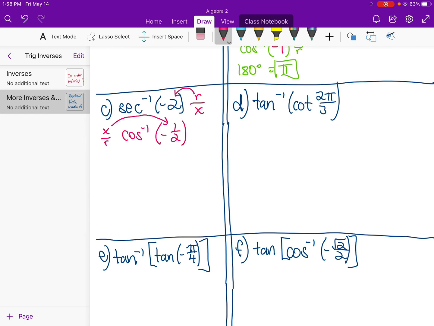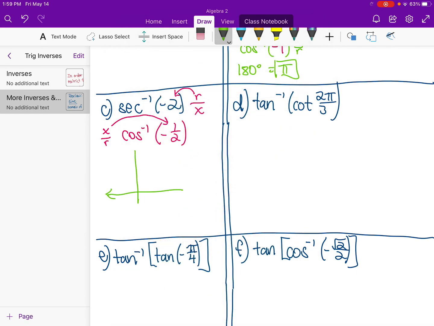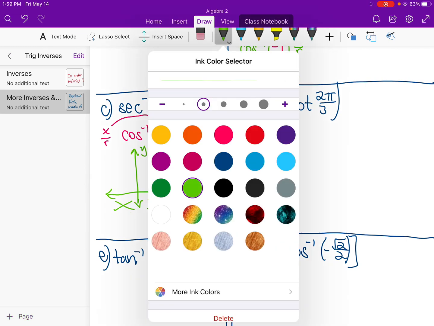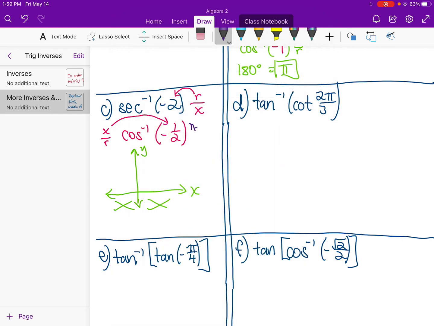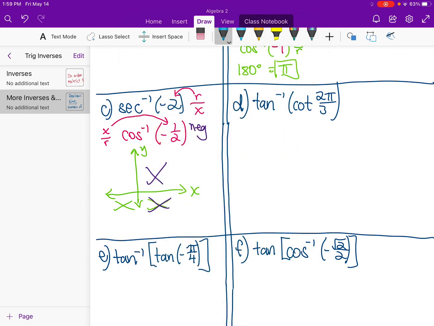Where does cosine inverse live? Hopefully you said quadrants 1 and 2. Where is cosine negative? Hopefully you said quadrants 2 and 3. So we're stuck in the second quadrant. Cosine is the x value.